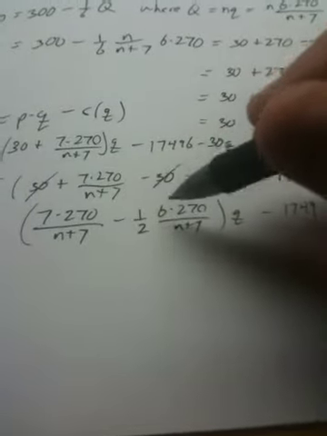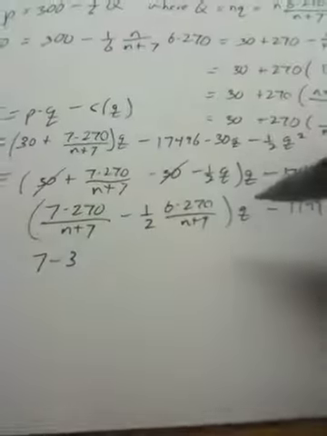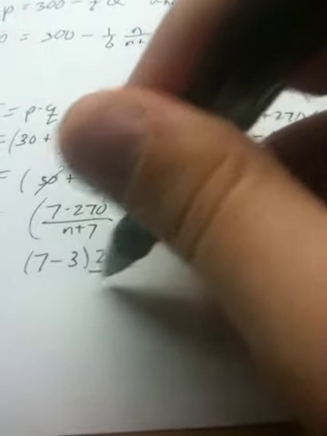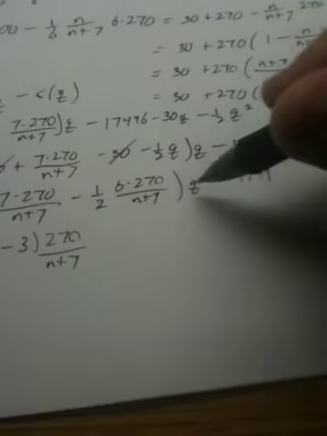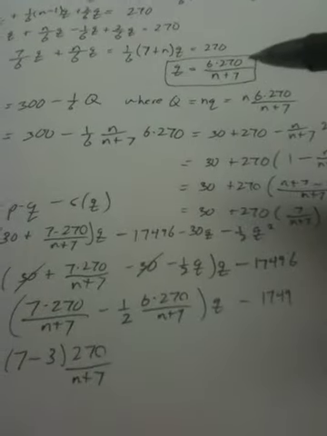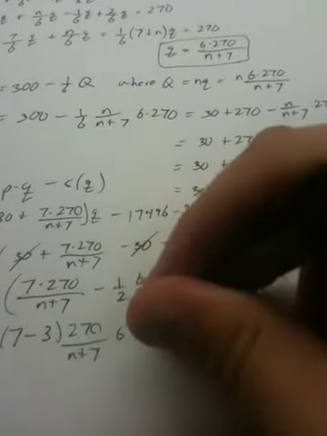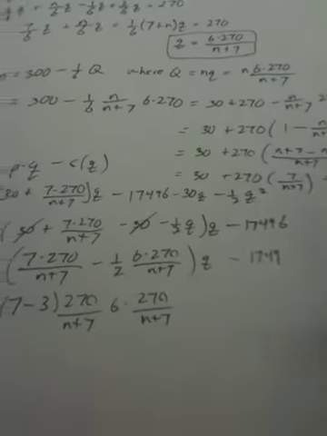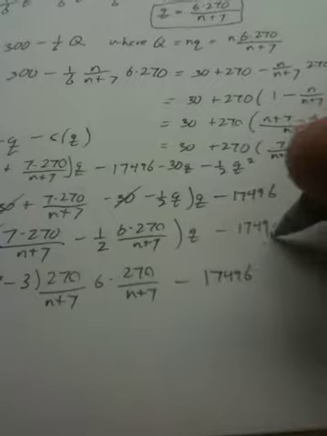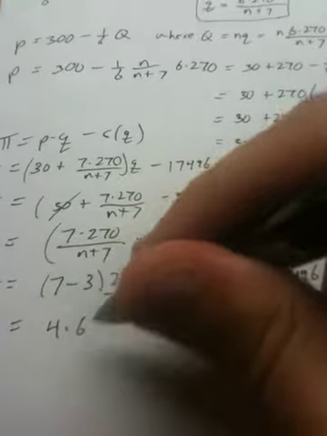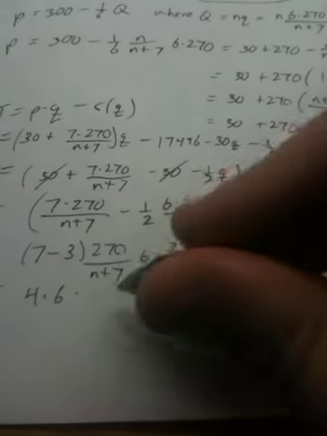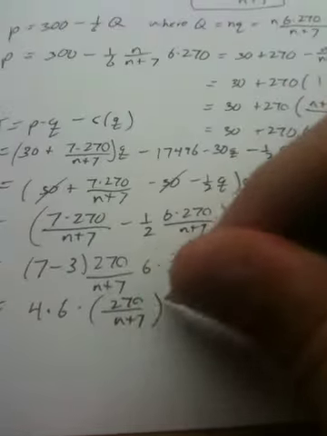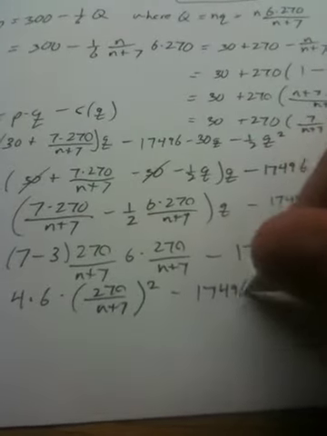So we can simplify this. A half of 6 is a 3. So you've got 7 minus 3, all times 270 over n plus 7. And then this q right here is also 6 times 270 over n plus 7. So I'll write that as 6 times 270 over n plus 7 minus the constant. So now we can write that as 4 times 6 times 270 over n plus 7 twice multiplied, so I'll just write that as 270 over n plus 7 squared minus 17,496.